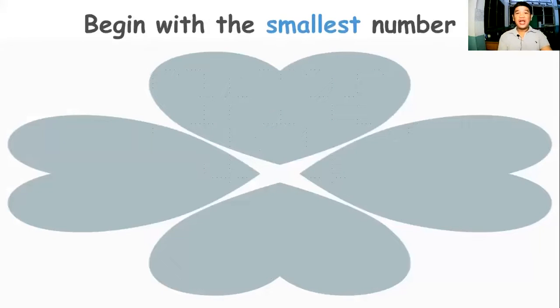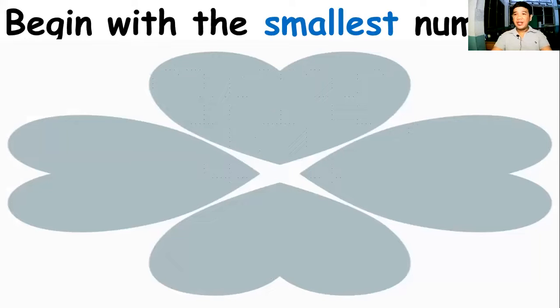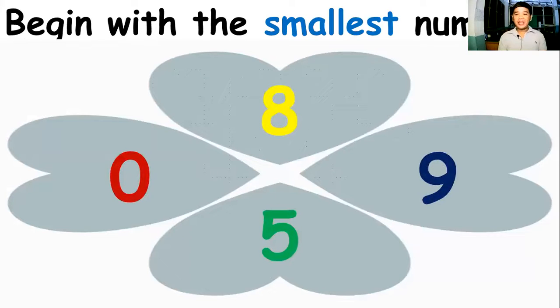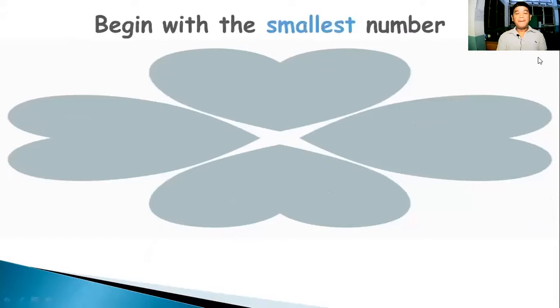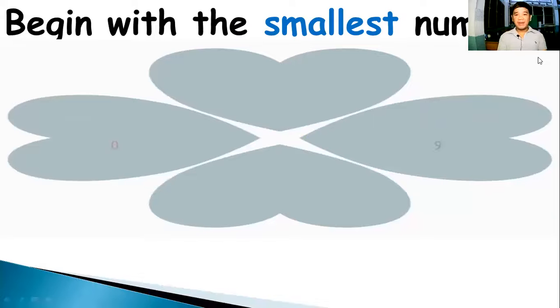Okay, we have another. Now this time, let us begin to arrange the number from the smallest number. Again, let us begin and arrange the number from the smallest number. So we have 0, 5, 8, and 9. We are going to arrange the number from the smallest. Okay? So we have here, begin with the smallest number.